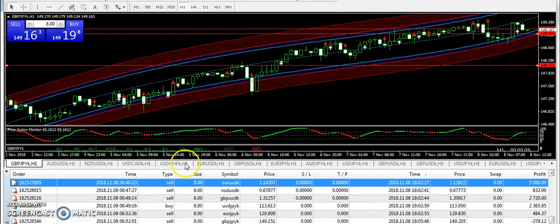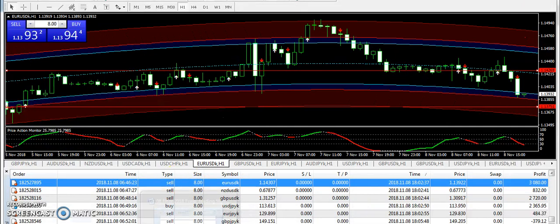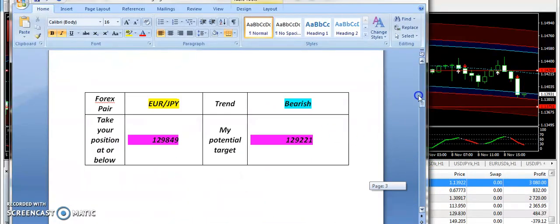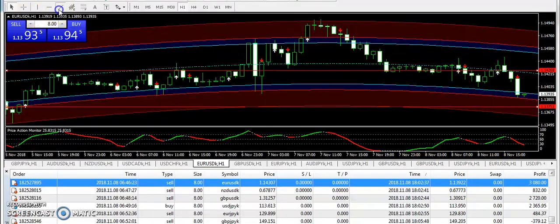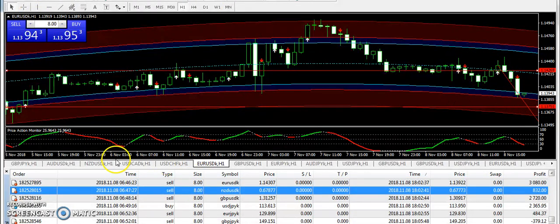Okay guys, I'm going to start today's discussion from Euro USD. I'm going to take you towards the signals report. So with a bearish expectation on Euro USD, we have seen the downward trend, and I have predicted the downward trend for Euro USD. 114269 was the bearish entry and 113751 was the target price. And guys, you can see that already the pair is down as per the expectation. We have a drop right from the entry. So if you have traded this one, then you must have collected the profit.